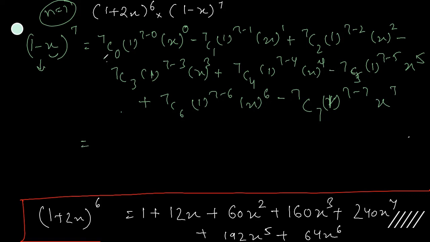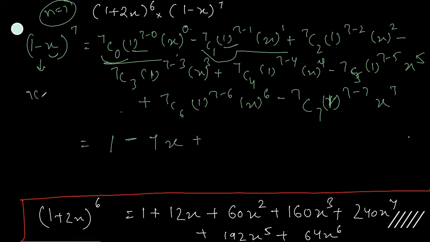So let's open it. 7C0 is equal to 1 only. And 1 raised to the power of something is 1 only, and x raised to the power 0 is 1. So the whole term is 1. Then minus. Second, let's open the 7C1 value. That is equal to 7 only. So 7x raised to the power 1 means x only, because the other part is completely 1.